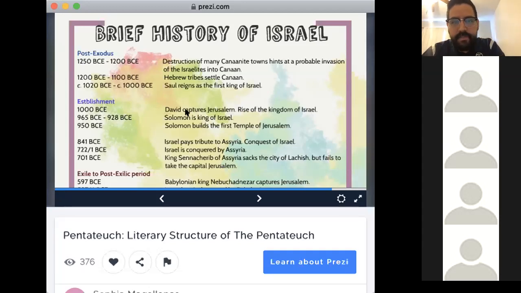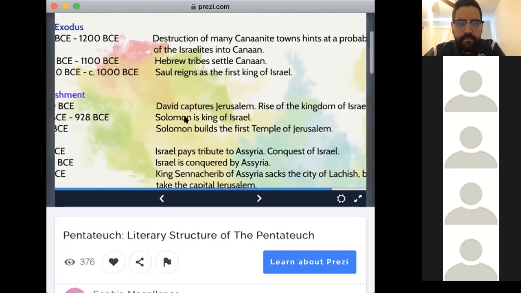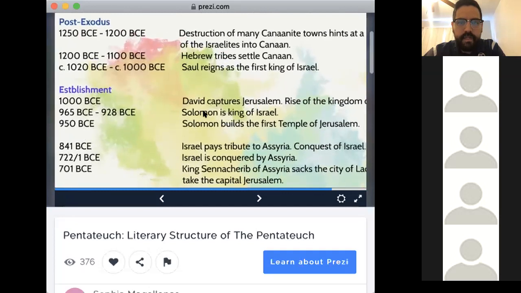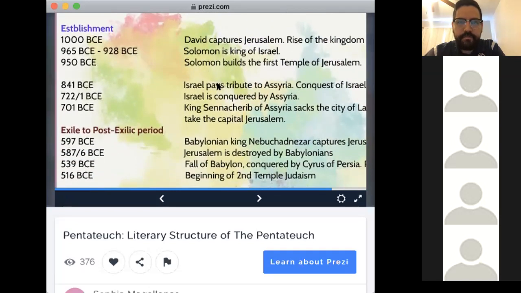David captures Jerusalem, which is kind of the second part of First Samuel, taking us through the prophets. Solomon is king of Israel. Solomon builds the first temple of Jerusalem.